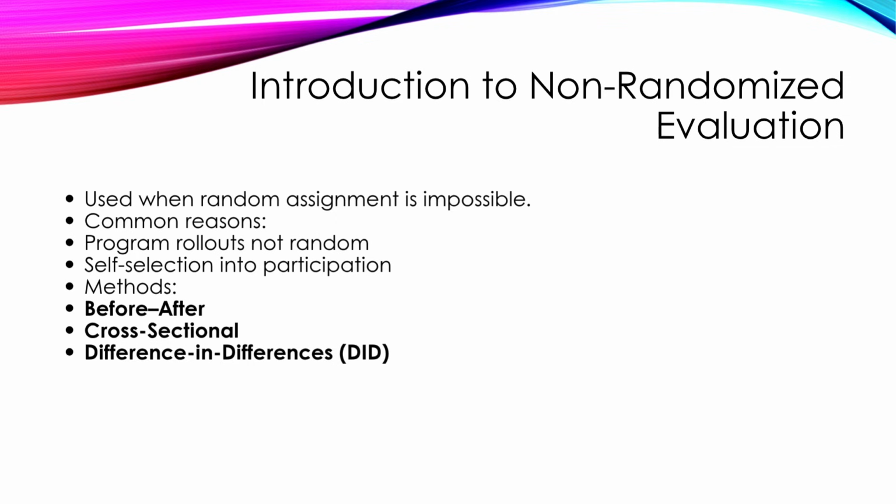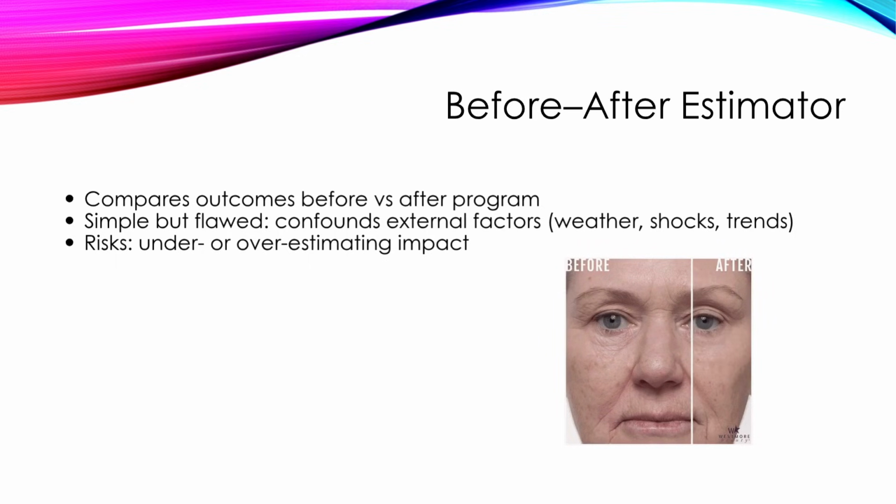And so the three primary methods for estimating program impacts in these contexts are first, the before-after estimator, two, the cross-section estimator, or three, the difference in differences estimator. The before-after estimator estimates a program's impact by comparing the outcomes after the program started with the outcomes before it started. For example, maize yield was 1,000 kilograms per hectare before the program versus 1,200 kilograms per hectare after the program. And so the calculated impact is 200 kilograms per hectare.